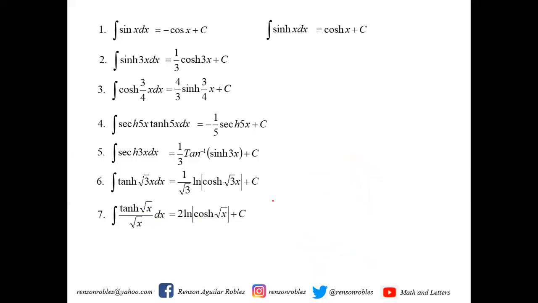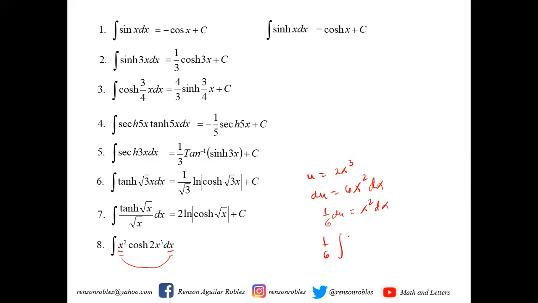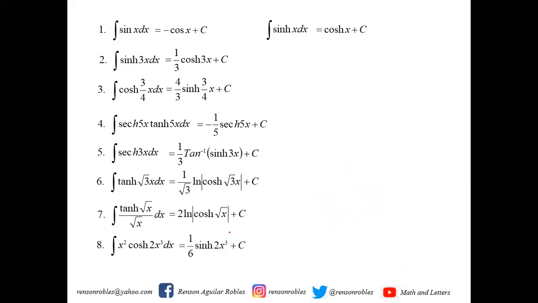Then we also have, okay, so this time you let u be equal to 2x cubed, and then it follows that du is 6x squared dx. And we only have x squared dx. These two will go along together. So we can now have 1/6 du is x squared dx. So we have 1/6 integral of cosh u du, and that will lead us to 1/6 sinh u plus c. Replacing u by 2x cubed, we shall have 1/6 sinh 2x cubed plus c.